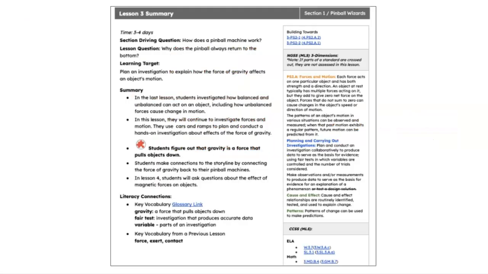There are several opportunities for ELA and math cross-curricular connections throughout the lesson. You can look for specific standard connections in the Unit 16 teacher guide. This lesson will take approximately 3 to 4 days to complete.